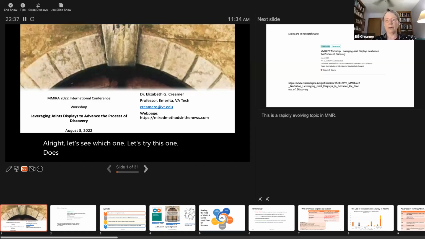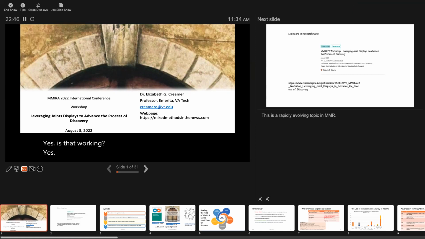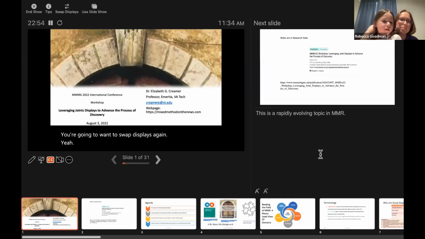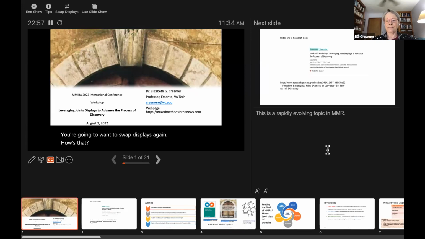Let's see which one. Let's try this one. Does that work? Yes. Is that working? Yes, it is visible now. You're going to want to swap displays again. Yeah. How's that? Is that good? I've got so much on my screen, so I need to know, is that good? Can people see the screen? Someone unmute and tell me if they can see the screen.